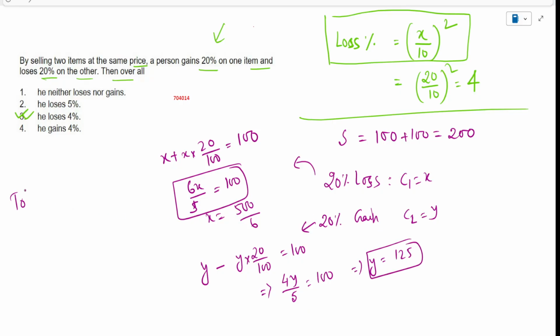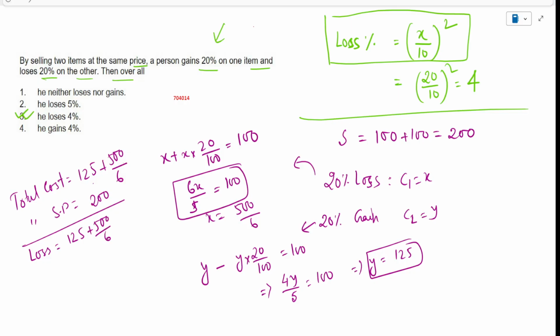Therefore, total cost price equals 125 plus 500 by 6. This is the total cost price, and the total selling price is equal to 200. See, this 125 plus 500 by 6 is greater than 200. Therefore, what is the loss? Loss equals 125 plus 500 by 6 minus 200. If we do this, we get 100 upon 12. This is the loss.